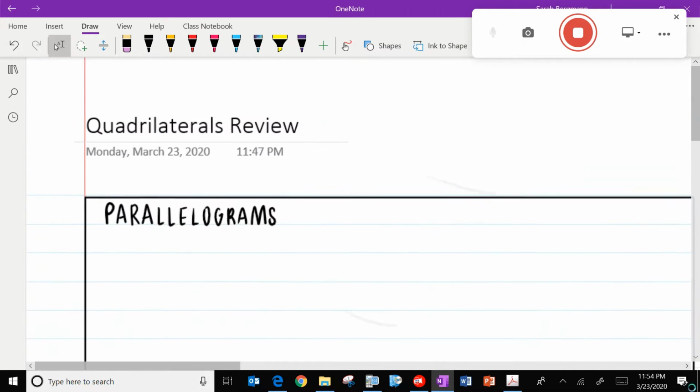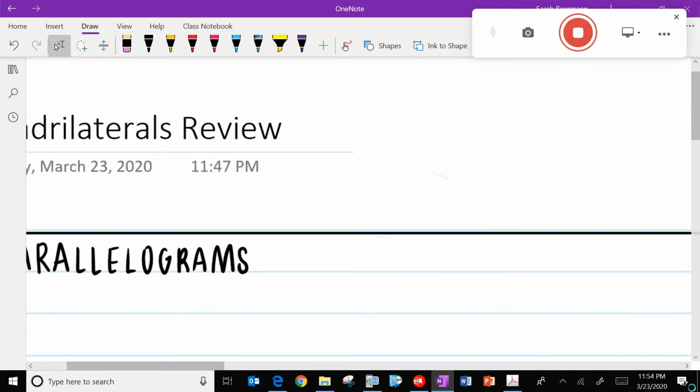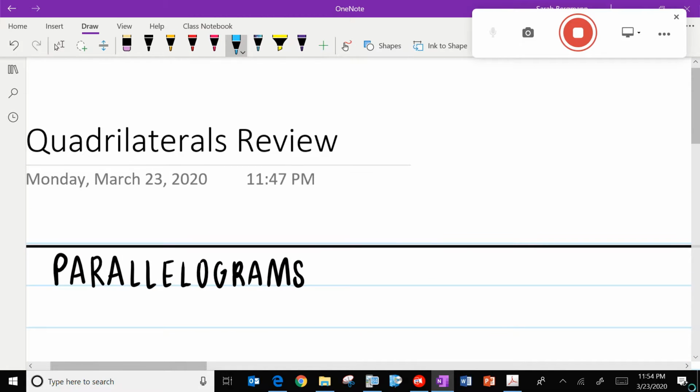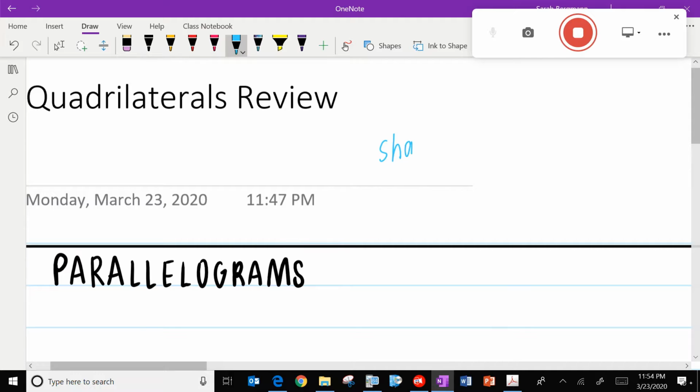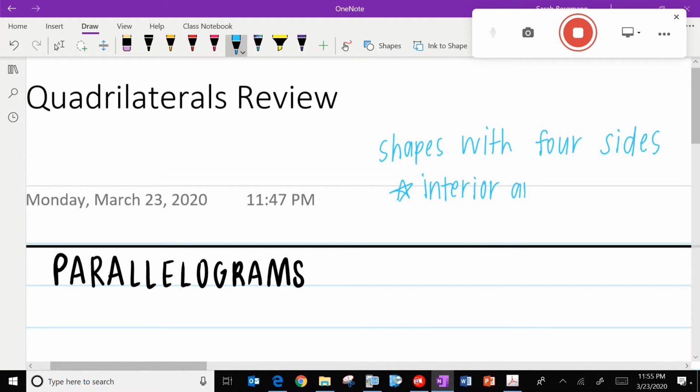So first of all, quadrilaterals. What we talked about for quadrilaterals, these are shapes with four sides. In all quadrilaterals, the interior angles have a sum of 360 degrees.